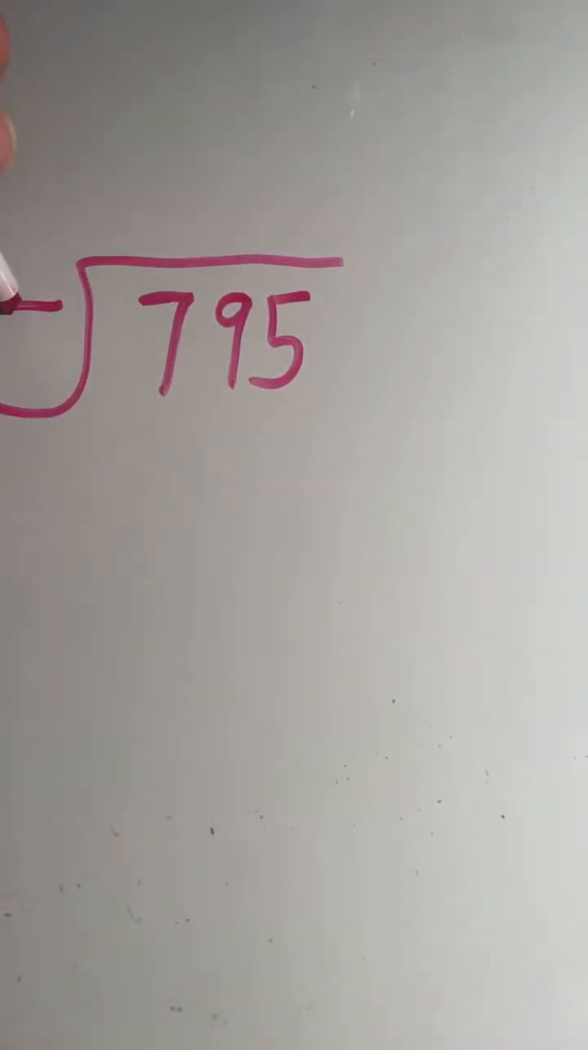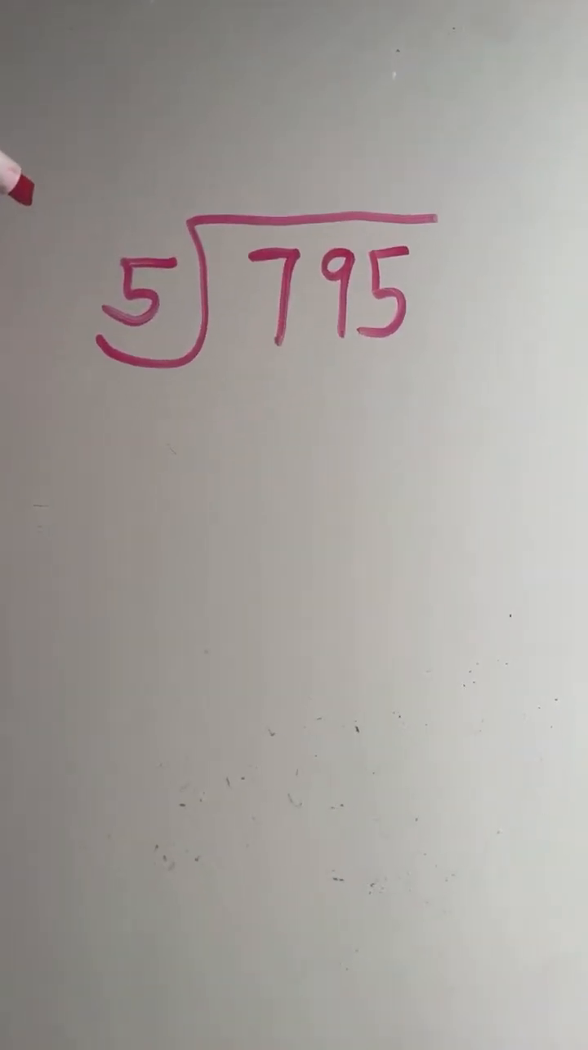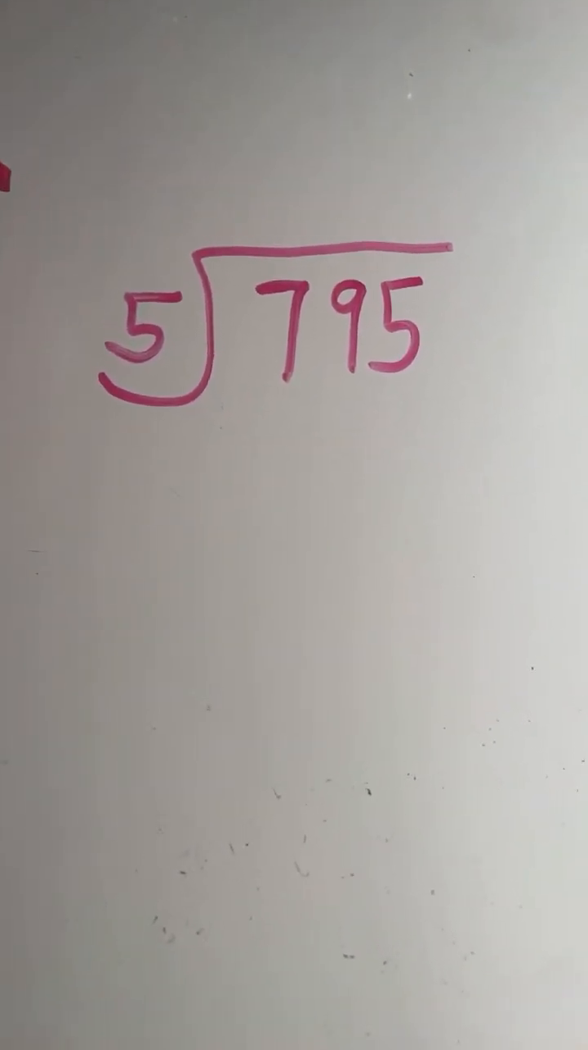All right, so the final round of Arithmetic Mayhem, we got some division problems. 795 divided by 5. That'll be the first of the division problems.